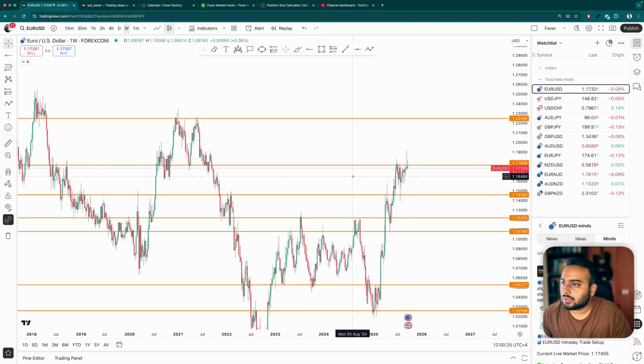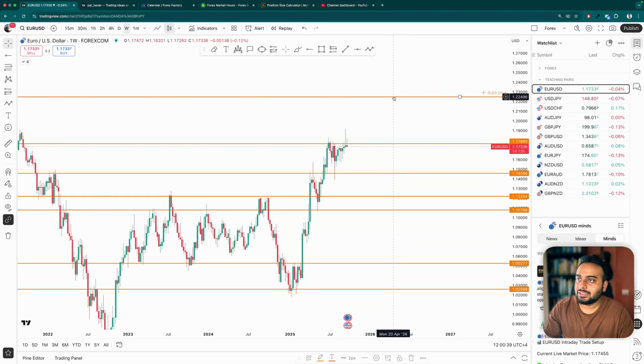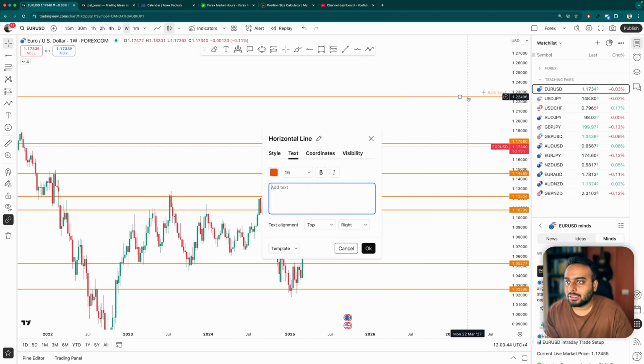But of course, it has not given a lot of movement right here, but we can see a lot of consolidation is happening. The price is trying to break out from this level, but it hasn't yet. So let's mark this. What I do for myself is I just call it something like this, weekly SR, and then you can save it as a template.